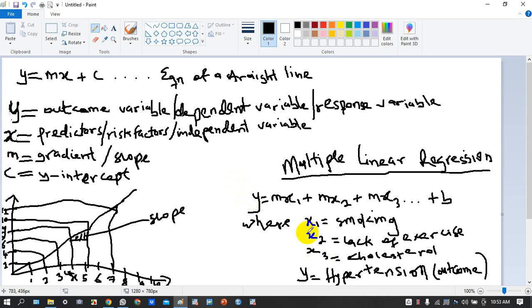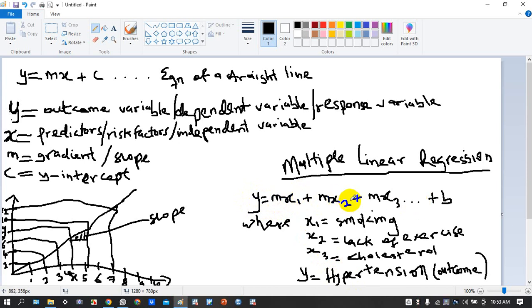That is what depends, because for you to get hypertension, which is the y, it depends on the amount of smoking you do, your sedentary life, and the level of cholesterol in your blood. That will cause you to have hypertension. So hypertension, which is the outcome, depends on x1, x2, and x3 for it to exert its action, or for it to become hypertension, or the outcome. So y is dependent on x1, x2, and x3.